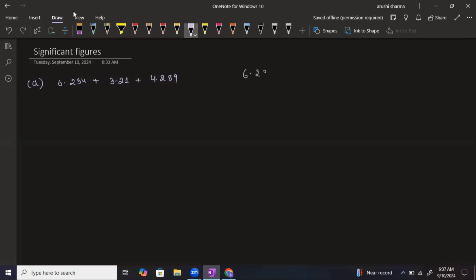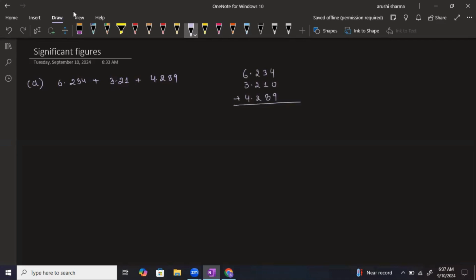You know this part that you are going to arrange the digits, right? 4.289. Correct, sir? Is this arrangement correct? Now we are going to add it.